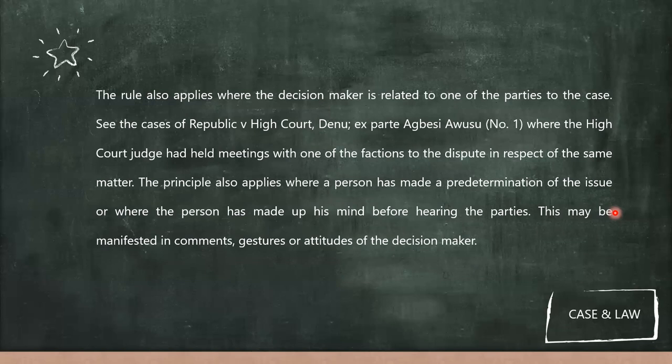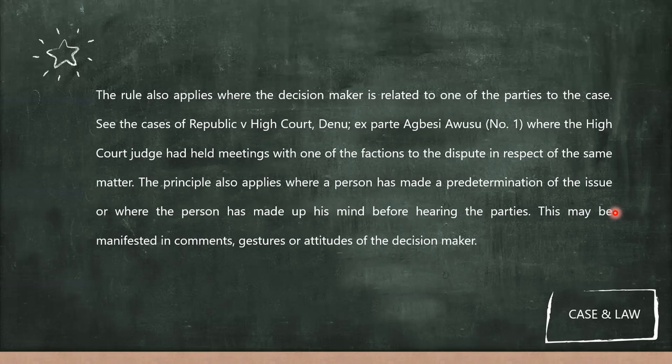So now this same rule also applies where a decision maker is related to one of the parties I've already talked about, and the very popular case is ex parte Agbesi Awusu. This is a case that you would not want to forget. The simple fact of the case is that a High Court judge held meetings with a certain faction to a dispute in respect of, I think it was a chieftaincy matter in the Volta region, and then this judge held certain meetings with some factions.